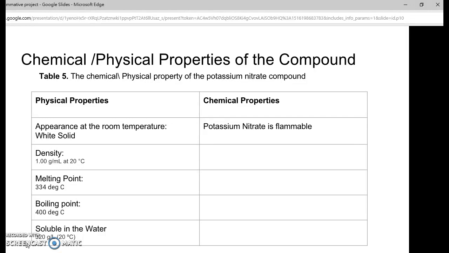Next, the chemical and physical properties of the potassium nitrate compound are interesting. Potassium nitrate is a white solid at room temperature, and is flammable for other compounds, which is easy to burn. Its melting point is 334 degrees Celsius, whereas the boiling point is about 400 degrees Celsius. Even though NO3 has polar covalent bonds, when it contains potassium, it becomes an ionic bond, so it has a higher melting point and higher boiling point. Potassium nitrate is soluble in water because the covalent compound nitrate is soluble in water.